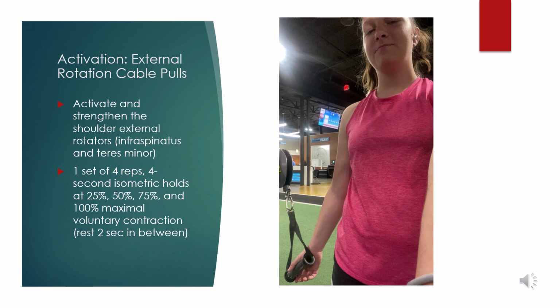External rotation cable pulls are critical for activating and strengthening the rotator cuff muscles, specifically the infraspinatus and the teres minor. These muscles are responsible for stabilizing the humeral head within the glenoid fossa and controlling the external rotation of the shoulder. In cases of shoulder impingement, weakness in the external rotators leads to poor joint centration and altered shoulder mechanics, increasing the risk of compression within the subacromial space. So by activating the external rotators through controlled cable pulls, we enhance shoulder stability, improving scapular positioning and preventing further impingements.